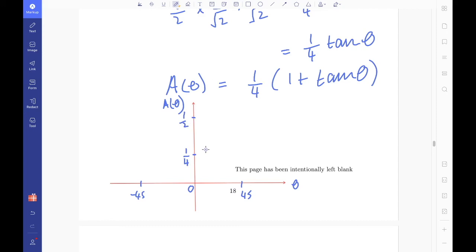If you think about A of theta being 45 degrees, it would cover that whole triangle. So the area should go up to a half, and it should go down to 0. And that's perfect. There we are. That's what your graph should look like, something like that.